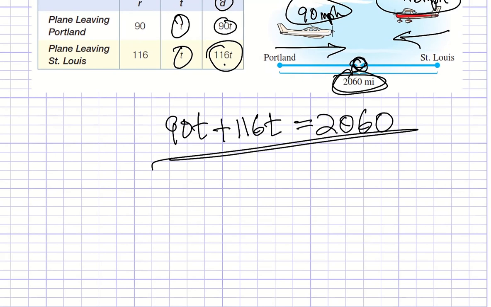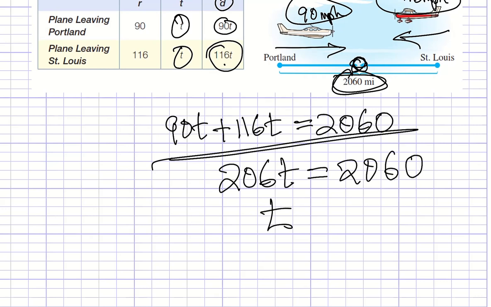Don't overthink the problem. You see this problem in physics too. If you do physics, you will still meet the same problem. But do not overthink it. You just add this stuff and move on. So you add the left side. What do you get? You get 206. Okay, 206t is equal to 2060.